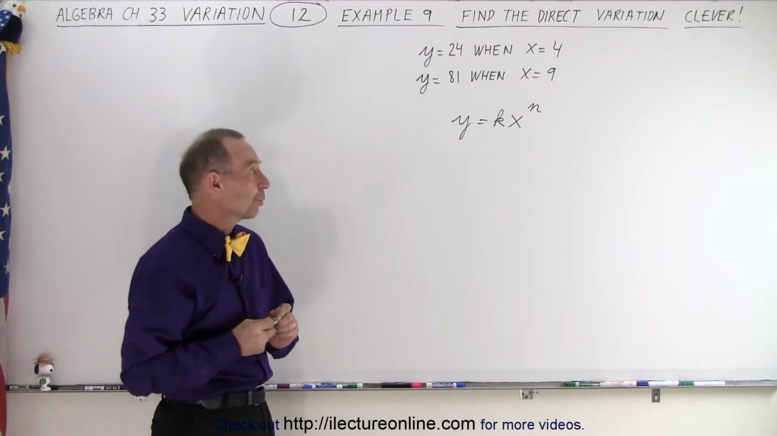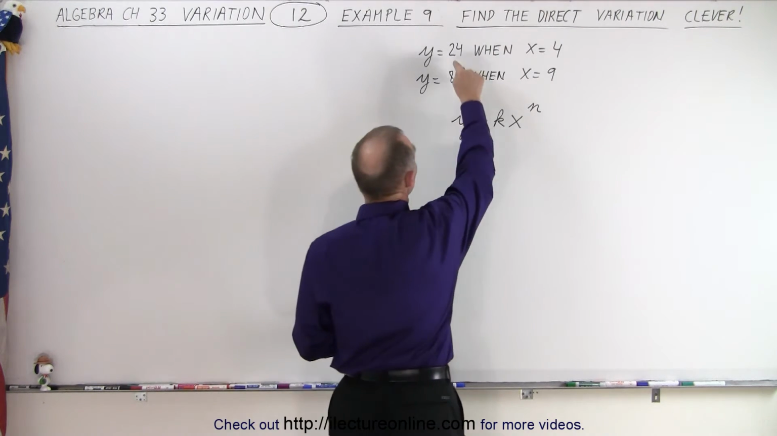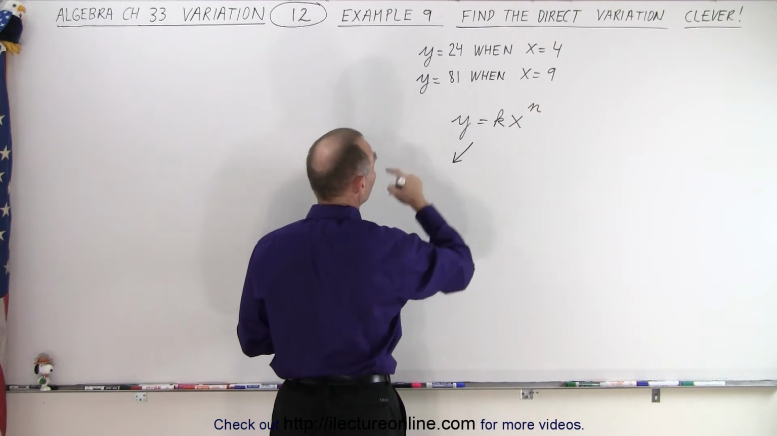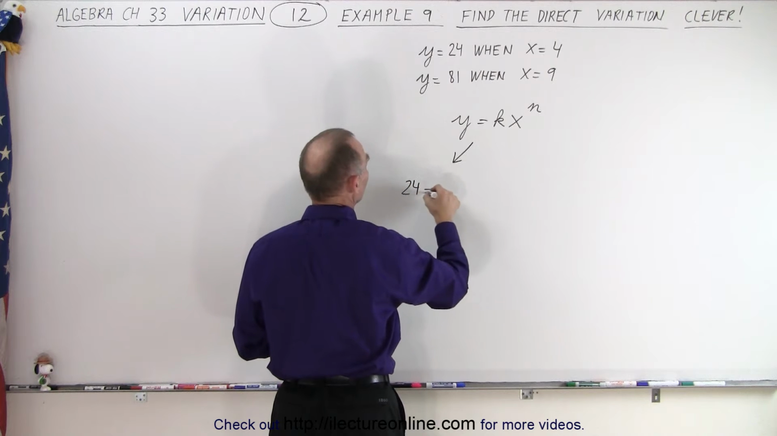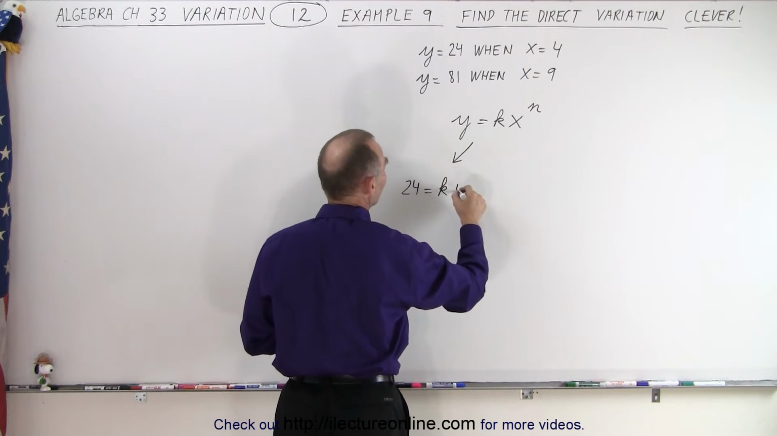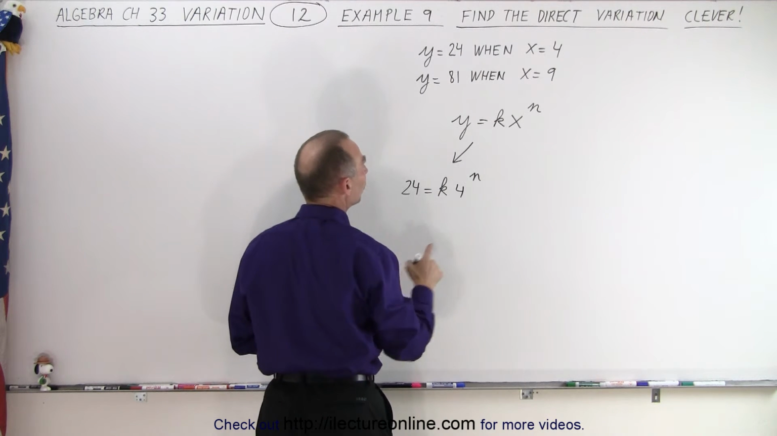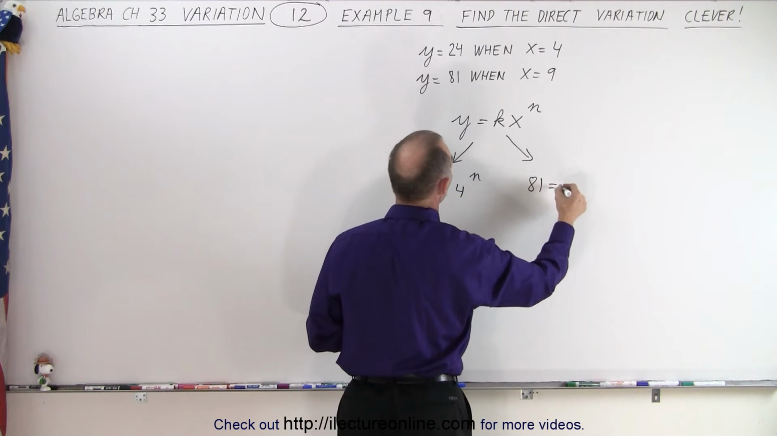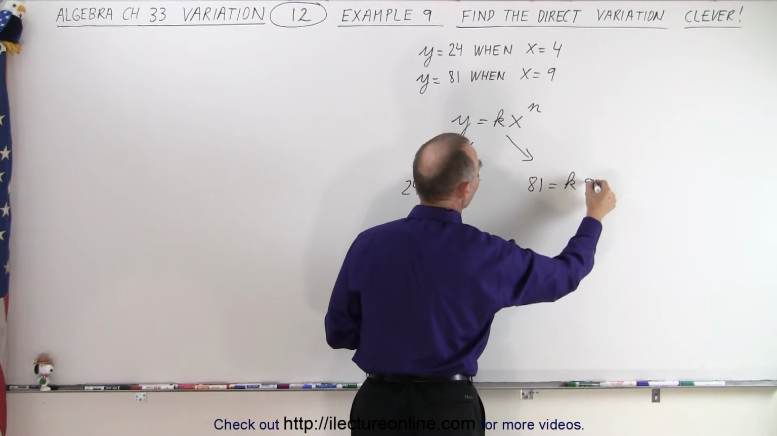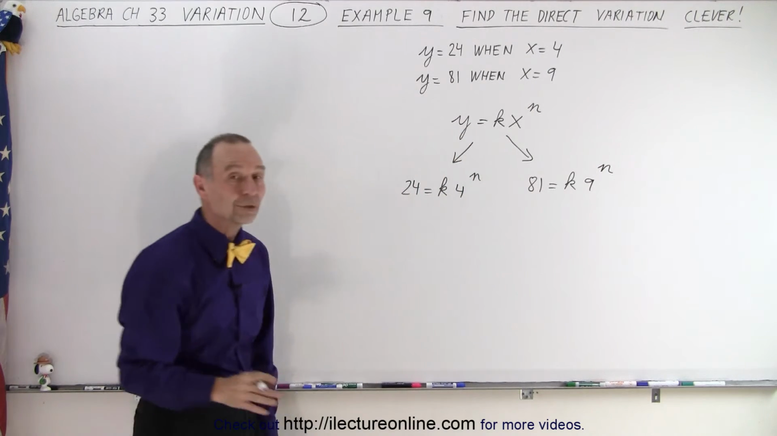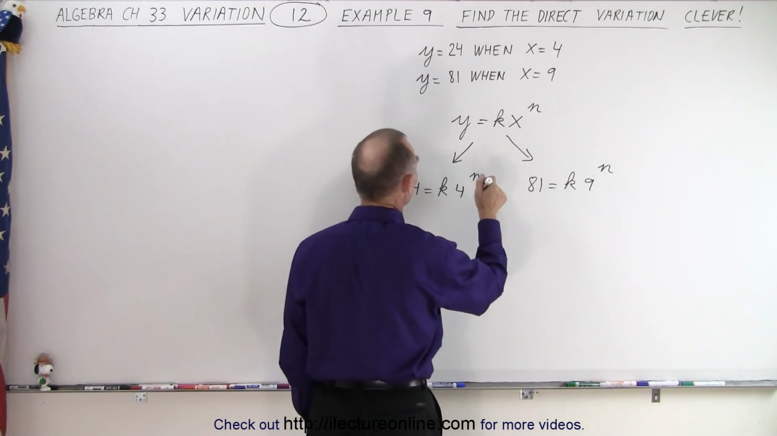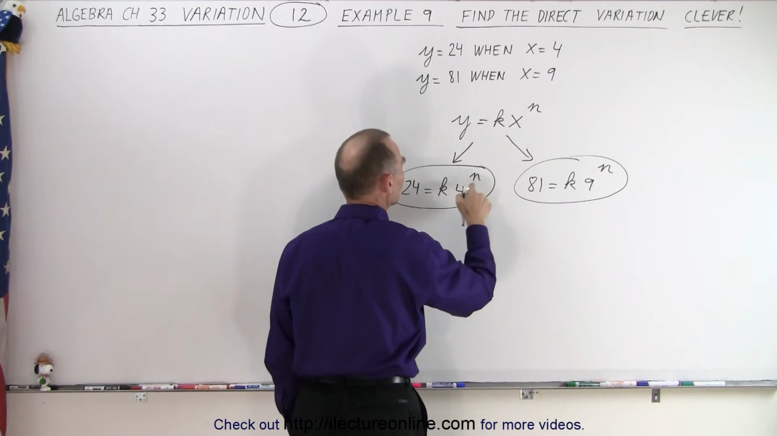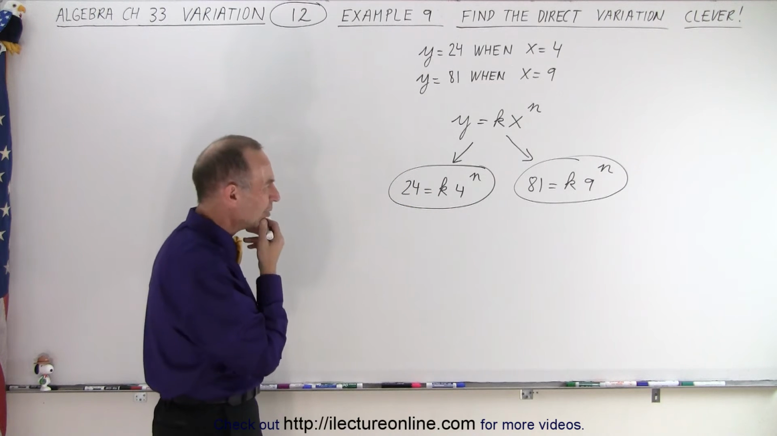Okay, what we're going to do here is come up with two equations. We're going to plug in these two values, and then plug in these two values and see what we get. So when we plug in the first two values, we get 24 is equal to k times x, which is 4 to the n power. And when we plug in the other two values, we get 81 is equal to k times 9 to the n power. So we end up with two separate equations, and in each equation we have two unknowns: k is unknown and n is unknown. But how do you solve that?